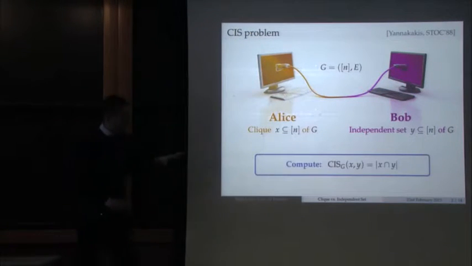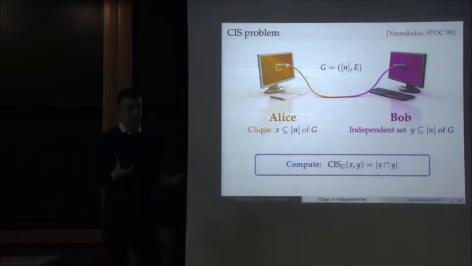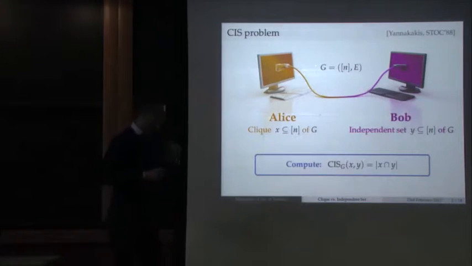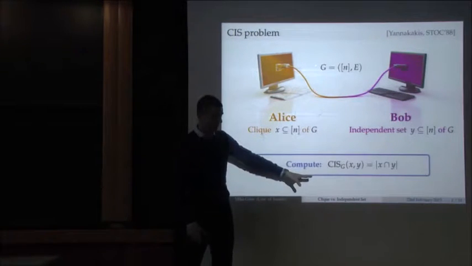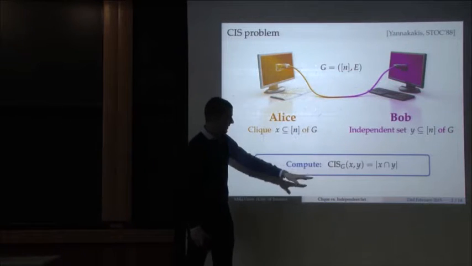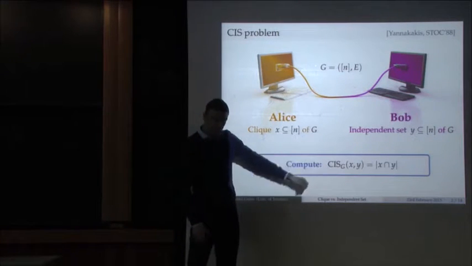So, because any clique and any independent set can only intersect in at most one node, I can sort of cleverly say that what they're supposed to do is to compute the size of the intersection, which is just 0 or 1. So here I'm defining a Boolean function.